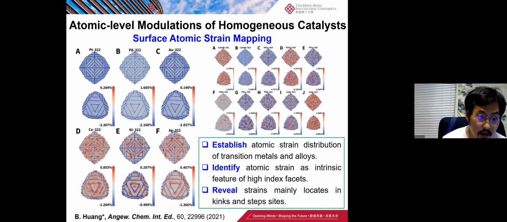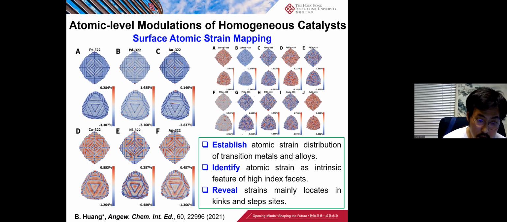And then we further choose representative late transition metals to investigate 100 towards 544 surfaces. We have simulated experimental size nanoparticles and demonstrated atomic strain distributions. Different from the lattice strain, the surface atomic size strain is an intrinsic feature of nanoparticles. This distribution and the levels of the surface atomic strain are determined by elements and surface structures. In particular, the surface steps and kink sites with low coordination show compressive strain.